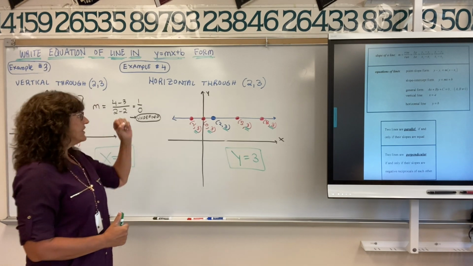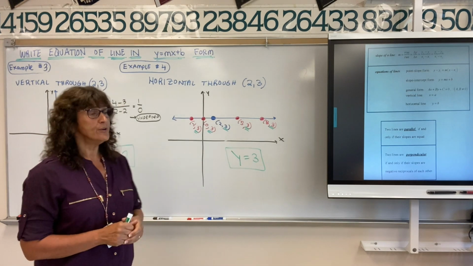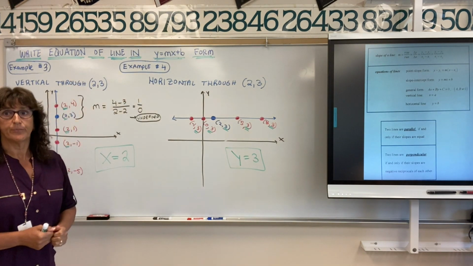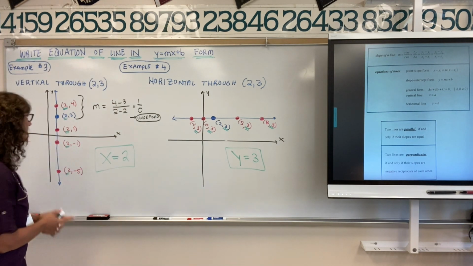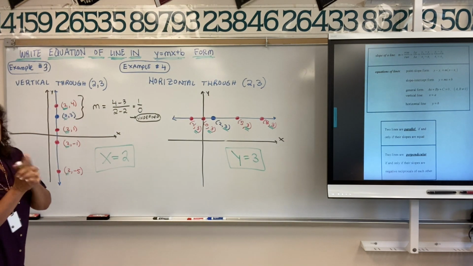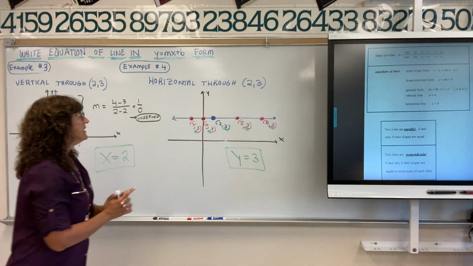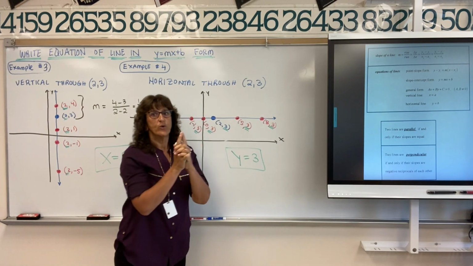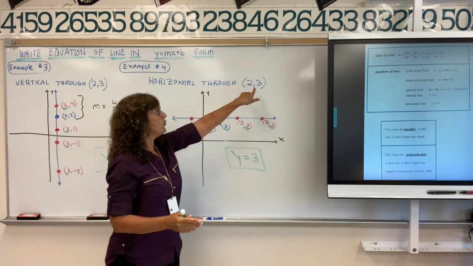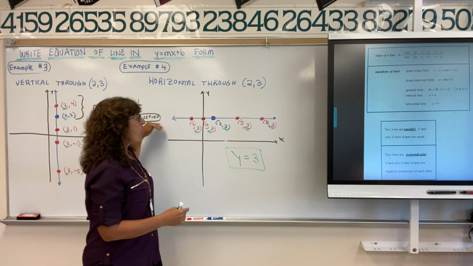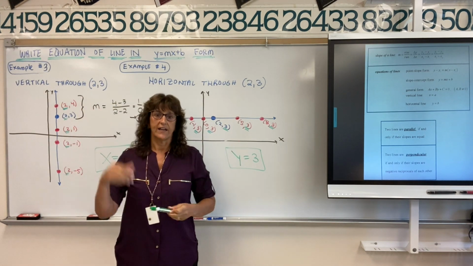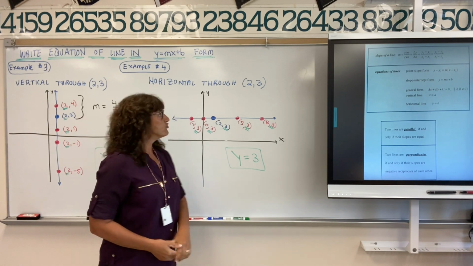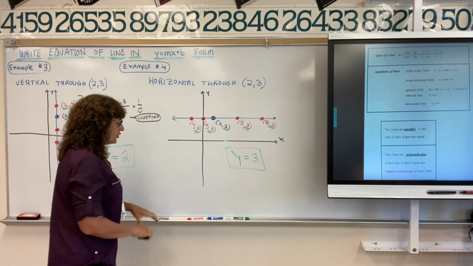If you know the point that a vertical line passes through, the equation is always going to be x equals the x-coordinate of the point, because the infinitely many points on a vertical line will always have the same x-coordinate. That's why we name it that way. If it's a horizontal line, your equation will always be y equals the y-coordinate it passes through, because all the infinitely many points on your horizontal line always have the same y-coordinate.